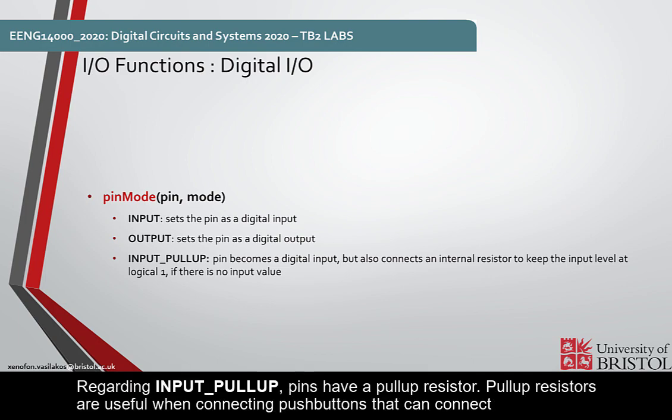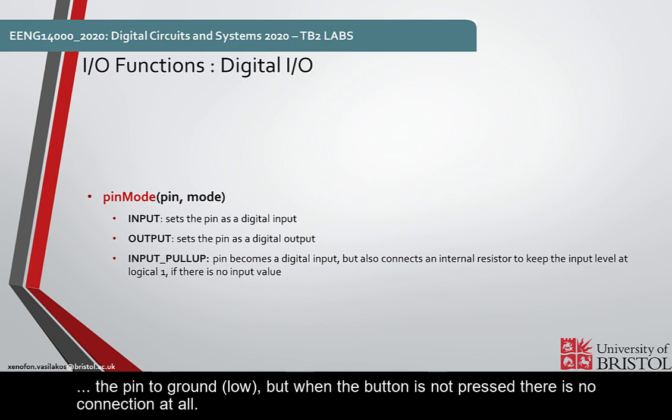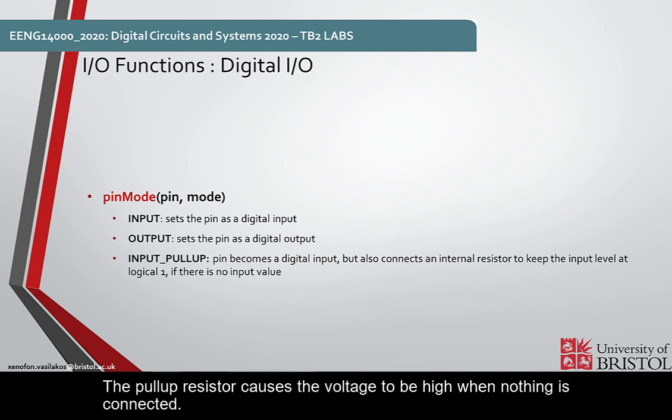Regarding INPUT_PULLUP, pins have a pull-up resistor. Pull-up resistors are useful when connecting push buttons that can connect the pin to ground, but when the button is not pressed, there is no connection at all. The pull-up resistor causes the voltage to be high when nothing is connected.